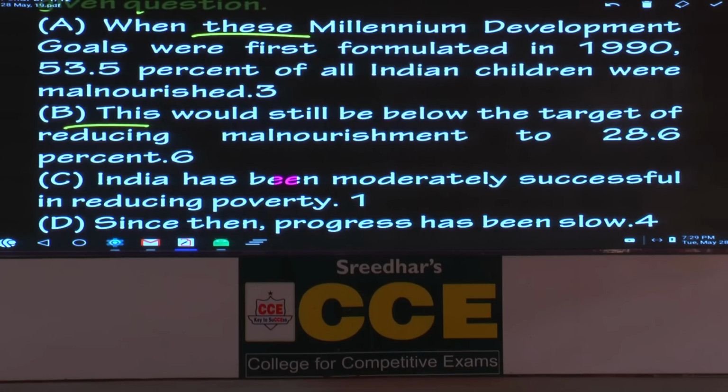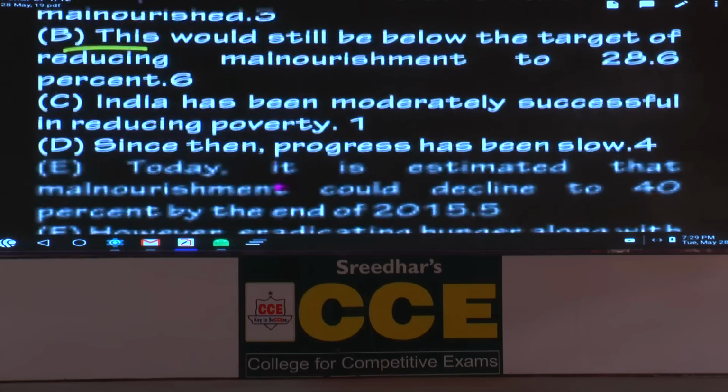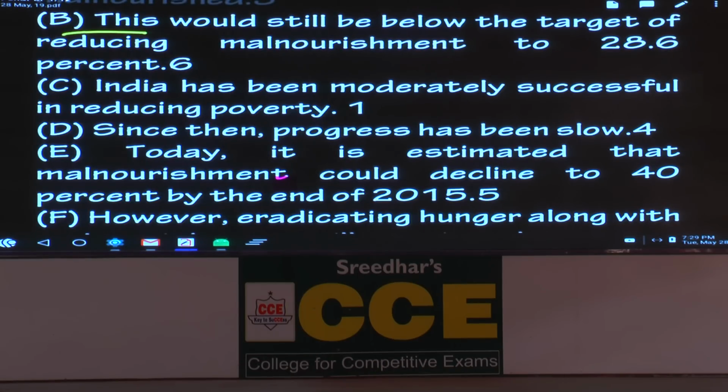In the first sentence, "these Millennium Development Goals", these is a demonstrative adjective. This would still be below. In this sentence, this is a demonstrative pronoun. Can C be the first sentence? Potential, hold that one.